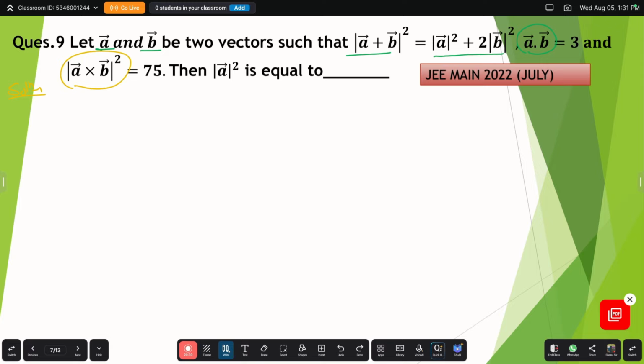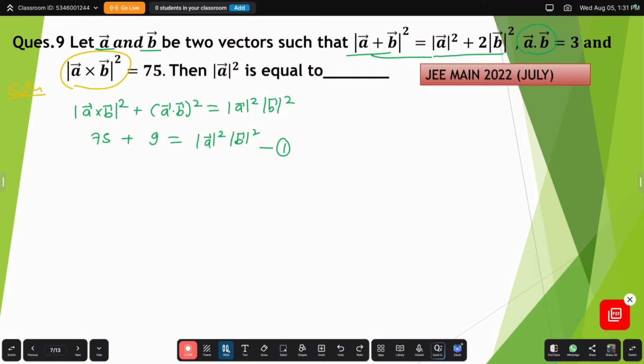First of all, when you use Lagrange's identity, it says that mod A cross B whole square plus A dot B whole square, its value is mod A square mod B square. A cross B whole square is given as 75, so use this information, 75. A dot B is given as 3, so 3 square, 9 here. Mod A square is not given, that we need only. And mod B square we do not have. No problem, leave it here.